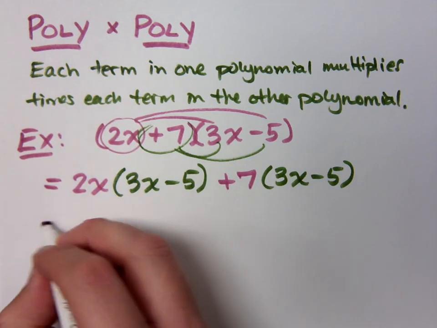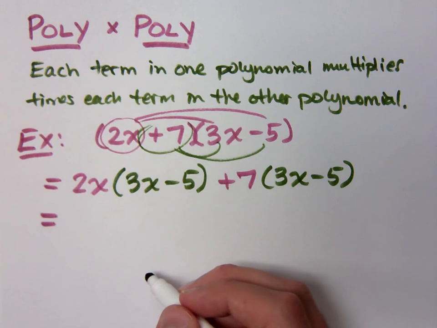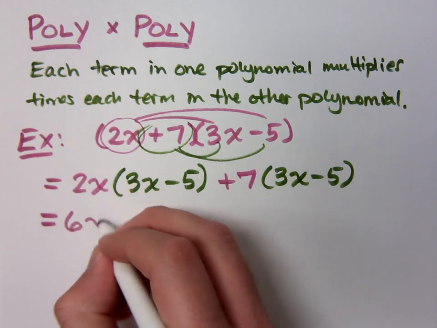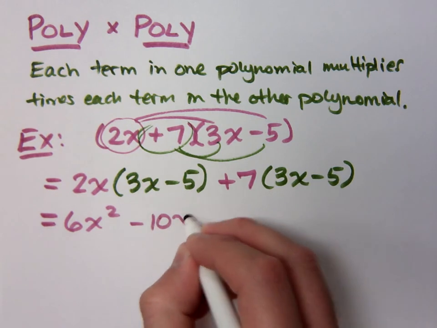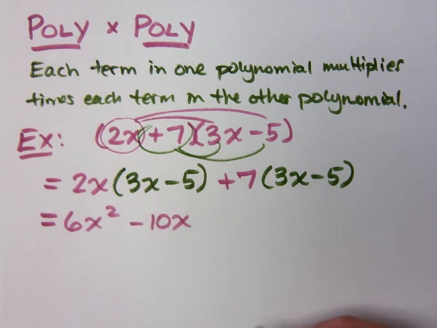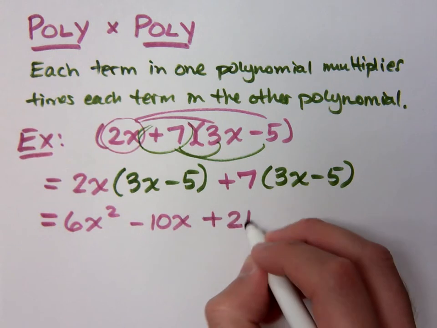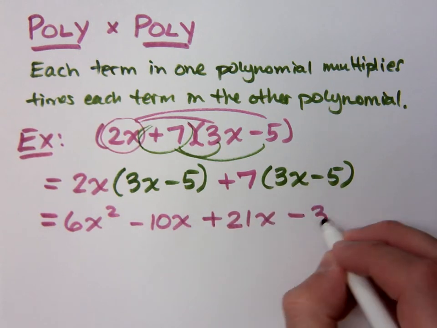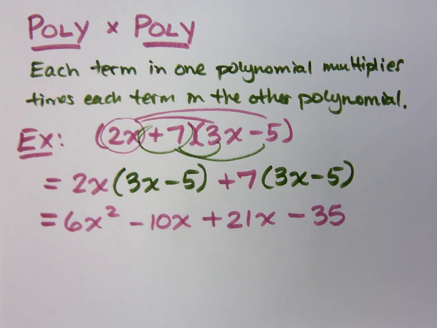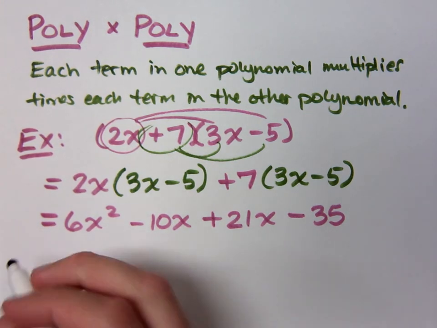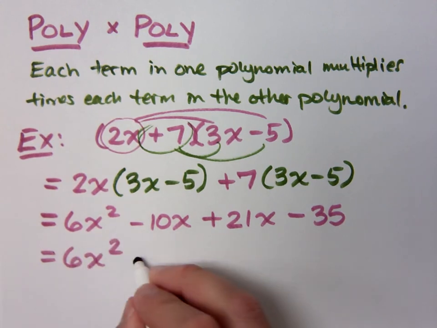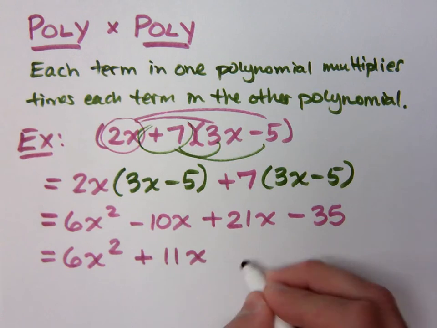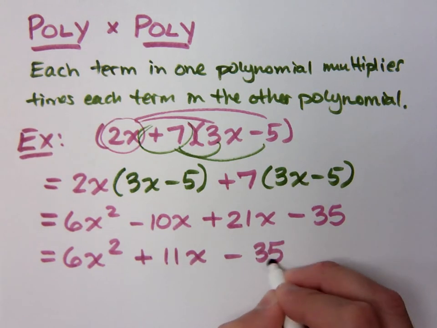So when I multiply this stuff, what do you get when you do the distributing? 6x squared. 6x squared, good. Then what? Minus 10x, keep going. Plus 21x minus 35. Am I done? No, combine like terms. You combine like terms, just like your mama taught you, right? So it'd be 6x squared plus 11x minus 35.